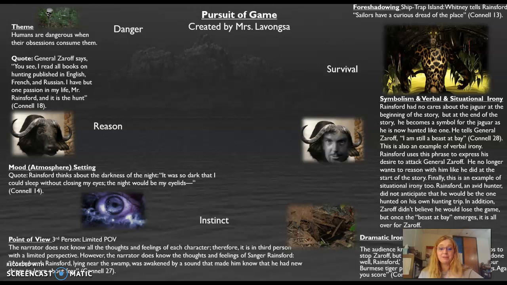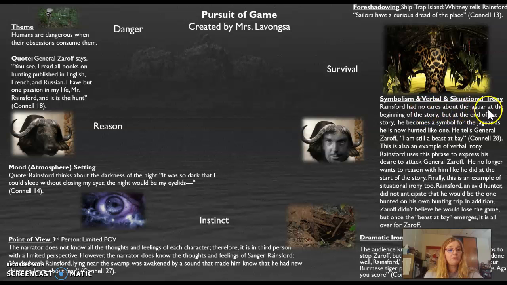Some of my key topics, I put instinct, survival, danger, reason, because General Zaroff thinks that man is the most dangerous animal because he can reason. And remember, Rainsford talks about the jaguar and his instincts, right? And in fact, he doesn't feel sorry for the jaguar in the very beginning of The Most Dangerous Game, until he sort of becomes the jaguar, when he becomes the hunted. And then I have a picture here, symbolism and verbal and situational irony.